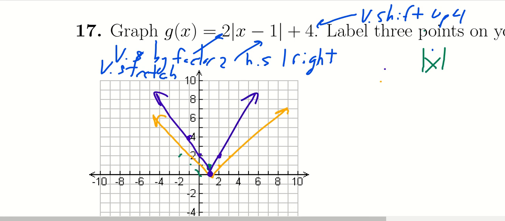So this would be our graph right now of 2 times the absolute value of x minus 1. And now the last thing we need to do to get our final answer is we need to take every point and move it up 4 units. So every point you have on this graph, just move it up 4.